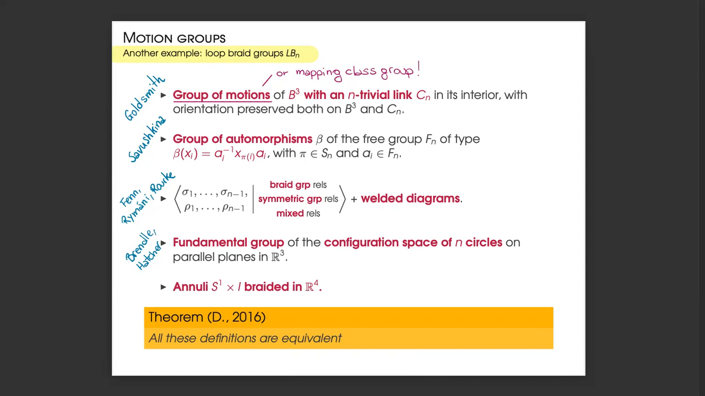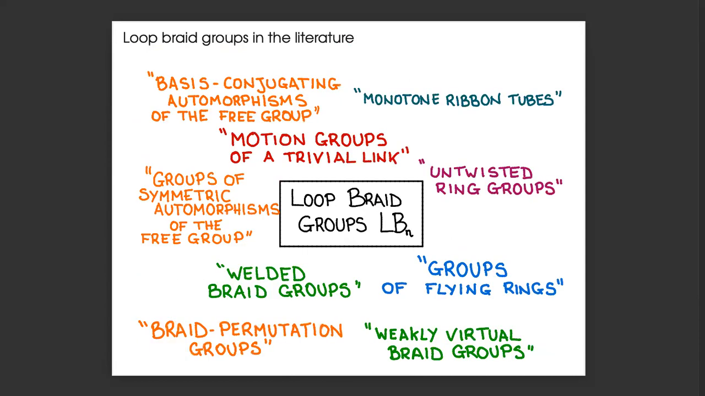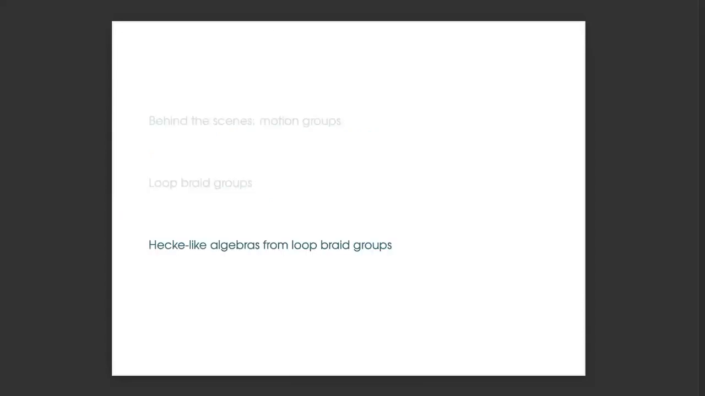So maybe you have never heard about loop braid groups, but as I said, they appeared in literature with other names a lot. So maybe you heard them with one of these other nomenclatures. When you hear about braid permutation groups and groups of flying rings and basis conjugating automorphisms, we are all talking about some isomorphic version of these groups. So now that we know our protagonists, we can move on to the motivation of this particular work.